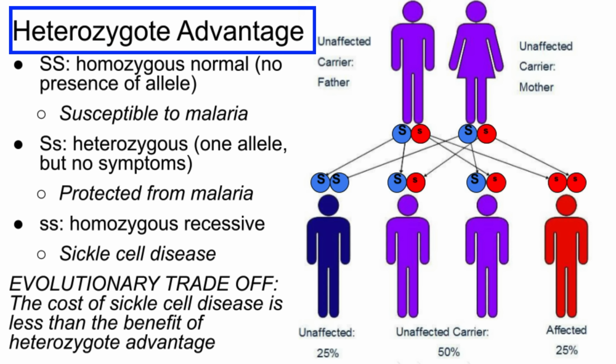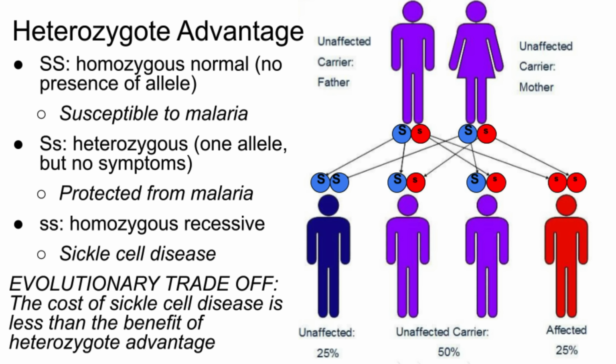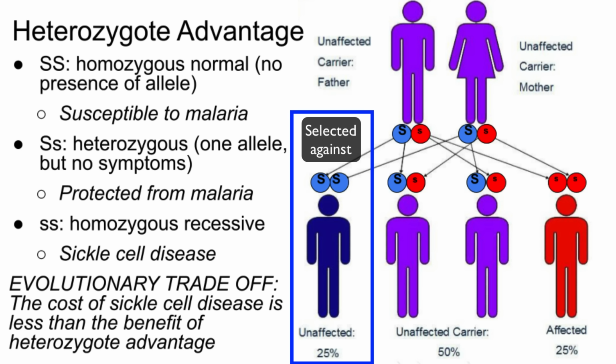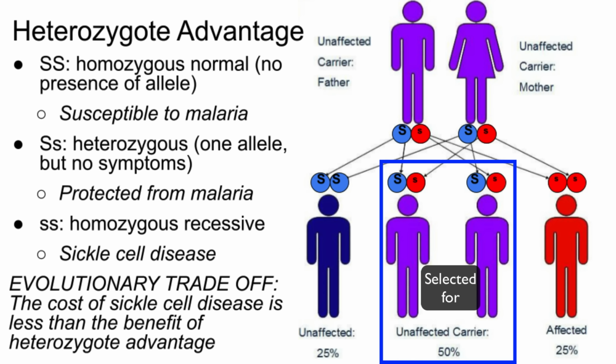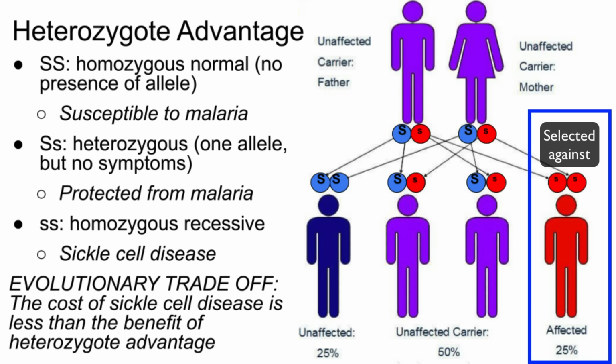So what we have is a phenomenon that's called heterozygote advantage, where big S, homozygous dominant, is selected against. Why? Because of malaria. Big S, little s, heterozygosity is selected for. Why? Because it doesn't have the symptoms of sickle cell anemia, but it provides protection against the malaria parasite. And small s is selected against because you have sickle cell disease.